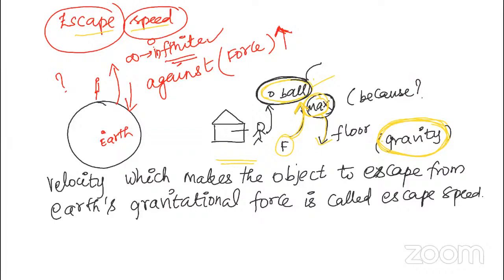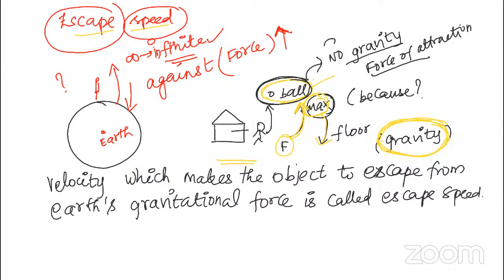So here there is no gravity. Okay, so there is no force of attraction. Okay, so when these two conditions hold, it will reach us to the infinite position. So the constraint force required for that is the escape speed.